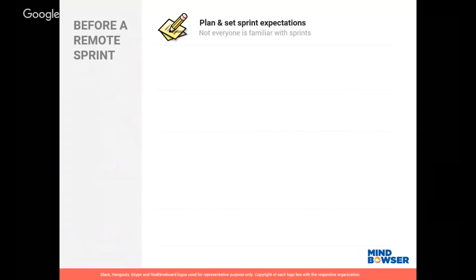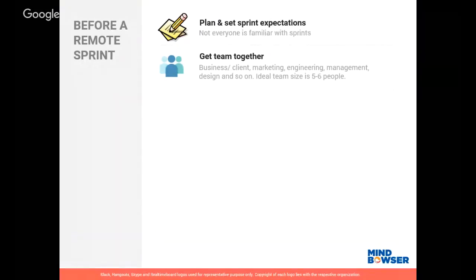That really works. Then again, you will need the same kind of team that you would require for a normal on-location sprint. You will have to have it multidisciplinary, where the business, client, marketing, engineering, management, and designers, everybody gets together. Ideal team size for sprints, I would say, is 5 to 6 people. Otherwise, if there are more people, it gets a little chaotic or it could get a little out of hand. So I think 5 to 6 people is optimal.